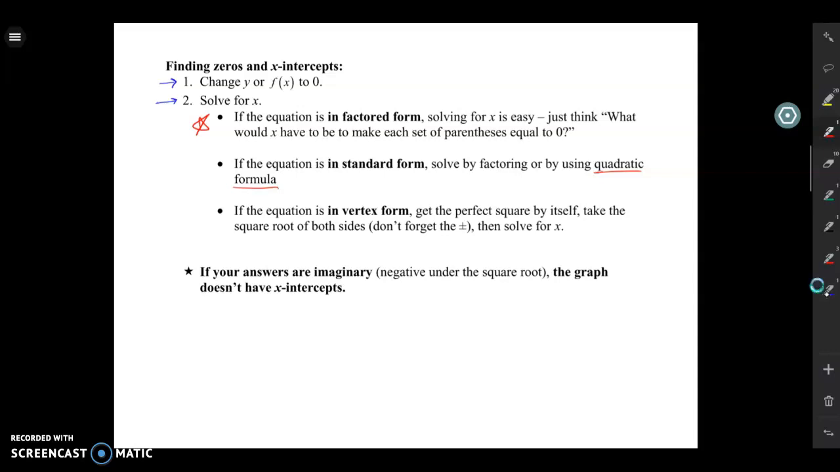And then finally, if you're in vertex form, then you can solve it by taking the square root. So you're going to want to get the perfect square by itself and then take the square root of both sides. Just don't forget your positive and negative sign, like a lot of people do. Once you've followed one of these 3 approaches, you're going to get either 1 or 2 answers. If your answers are imaginary, so that means that there's a negative underneath the square root, so you have that nice letter i in your answer, then the graph doesn't have x-intercepts. It still has zeros, but it doesn't have x-intercepts.